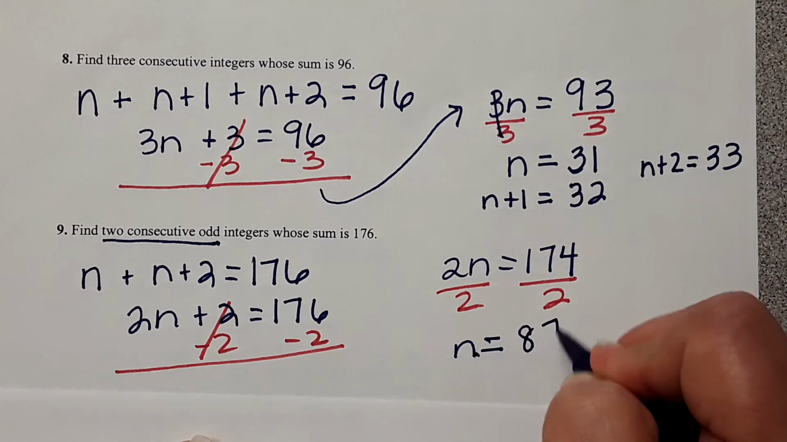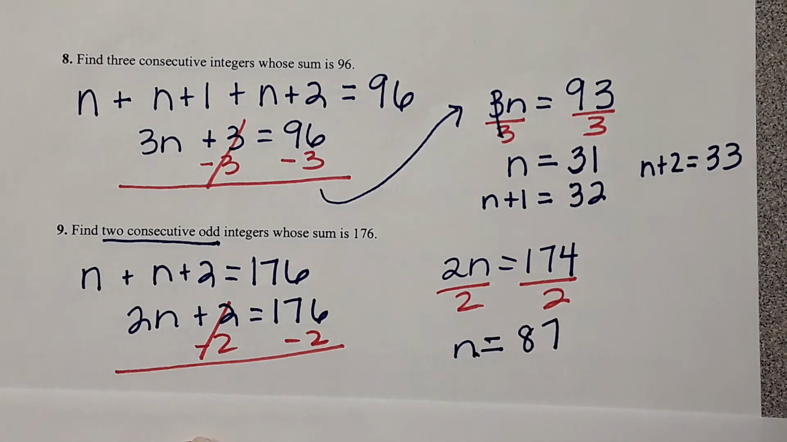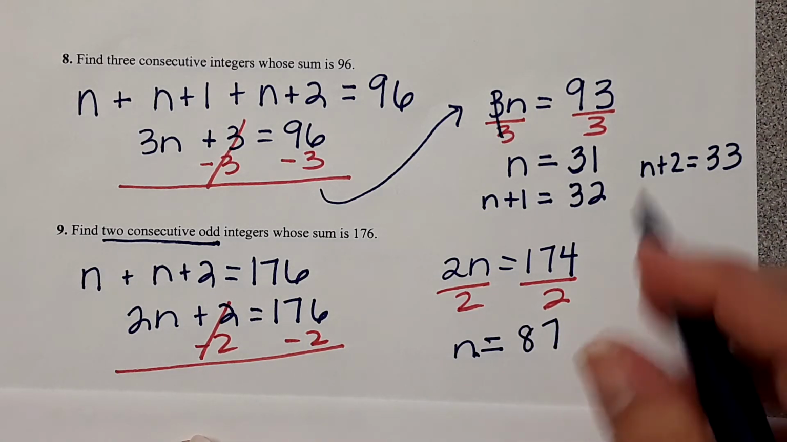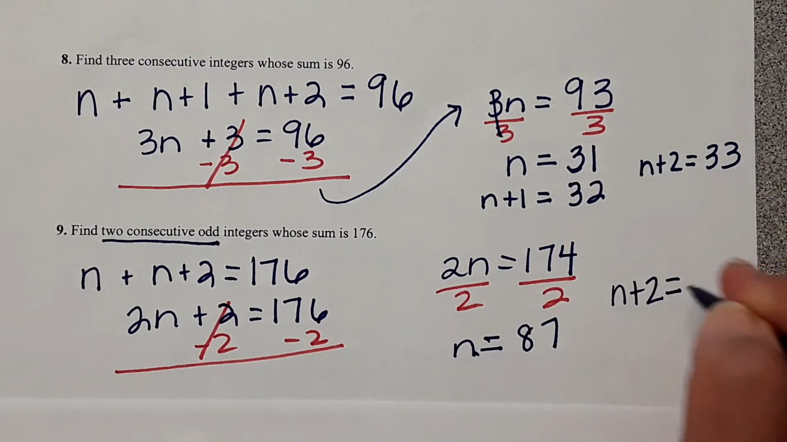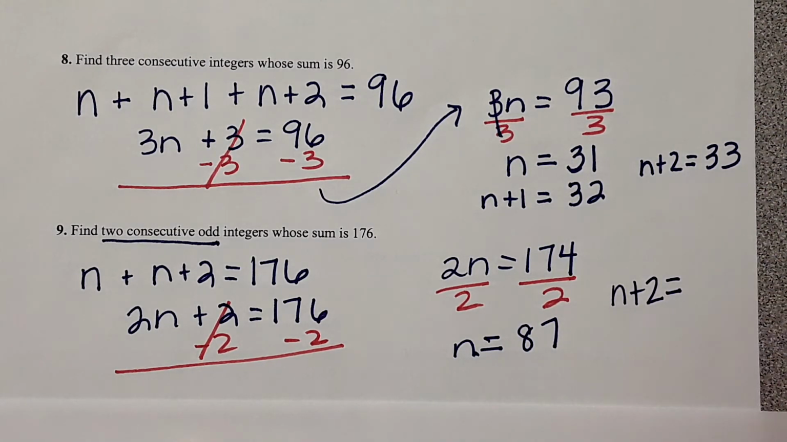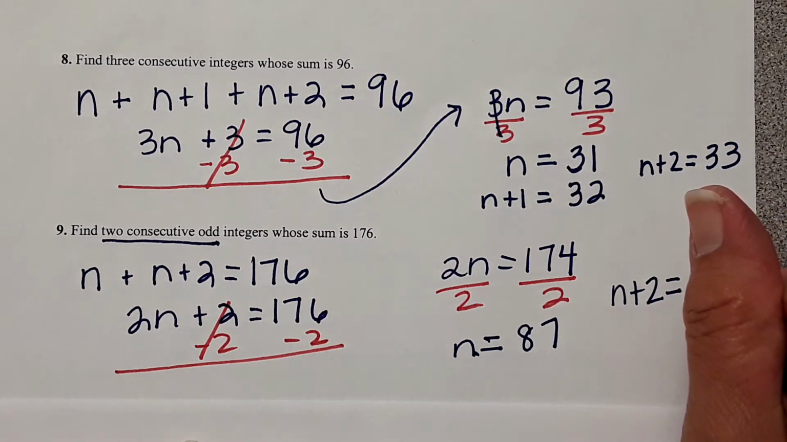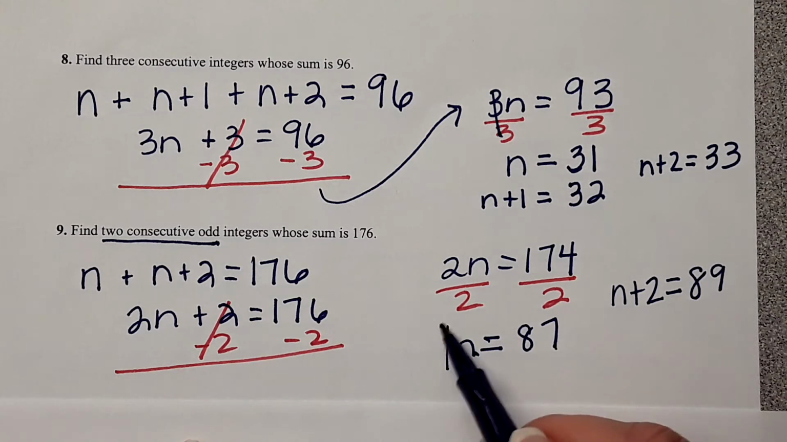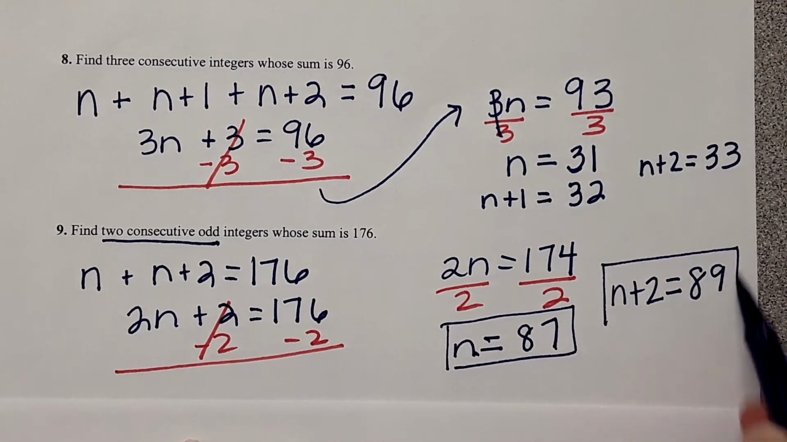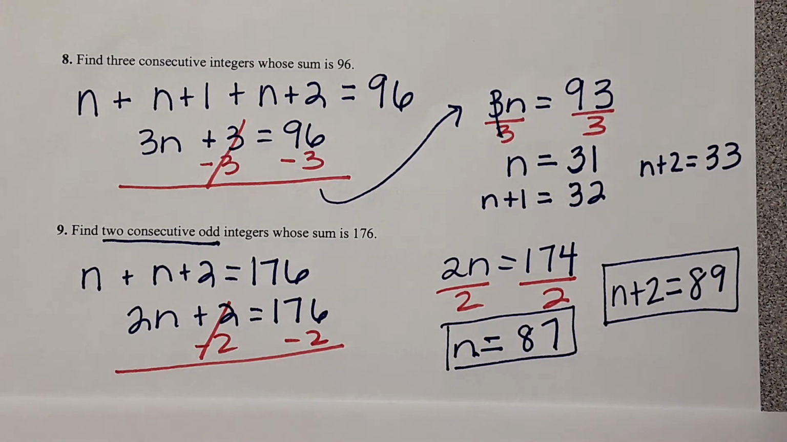Yes. All of a sudden in my head, I'm like, no, that's going to be an even number. But it is 87. So then my odd number would be n plus 2. So what would my next odd integer be? 89. So our answer is 87 and 89. We only needed 2 because it said 2. You guys, we could keep going, but it just said we needed 2 of them.